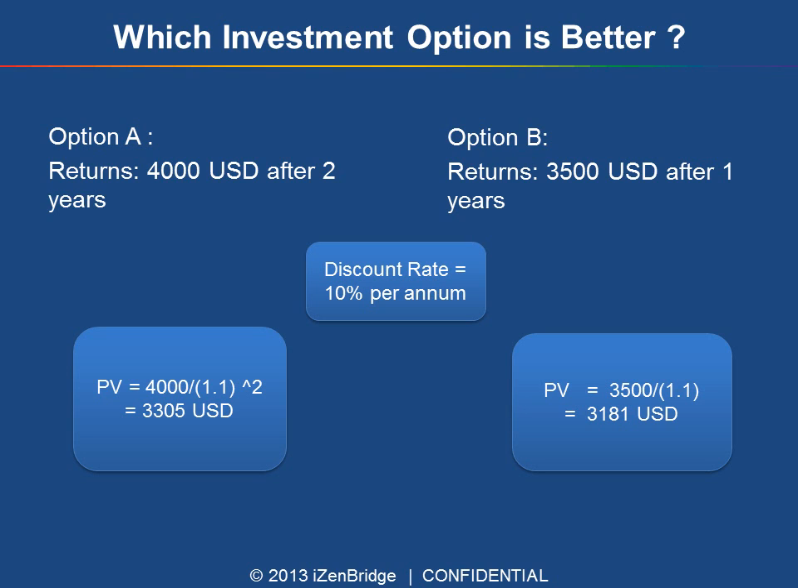So for example, the given discount rate is 10%, and with 10%, if you calculate the present value of $4,000, it comes to 3,305. And if you calculate the present value of 3,500 by discounting it once, you get 3,181. Do remember, the change in discount rate may change your investment decision. If discount rate is 20%, maybe option B is highly likely to become a preferred option because it is giving you the returns sooner.